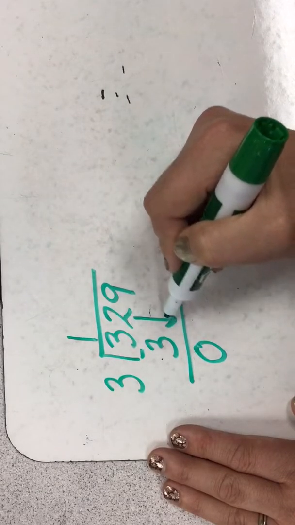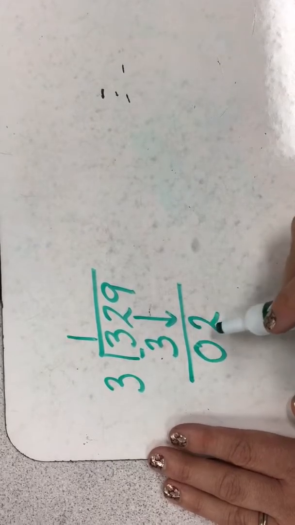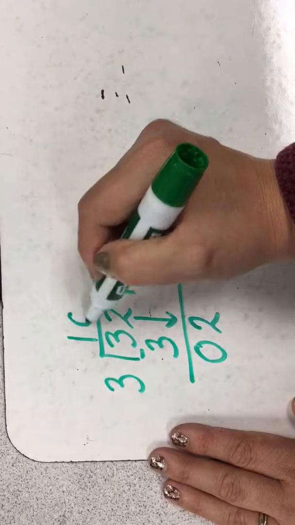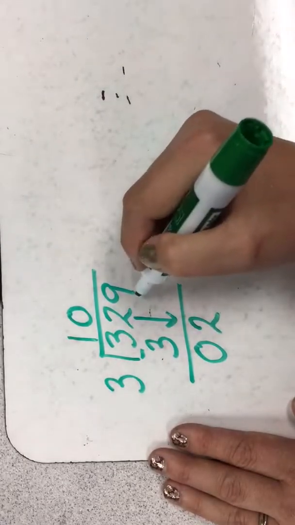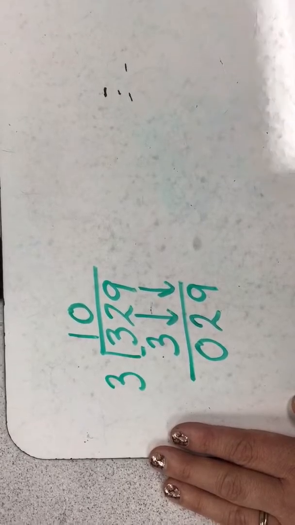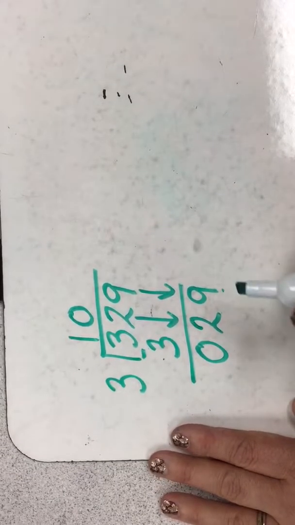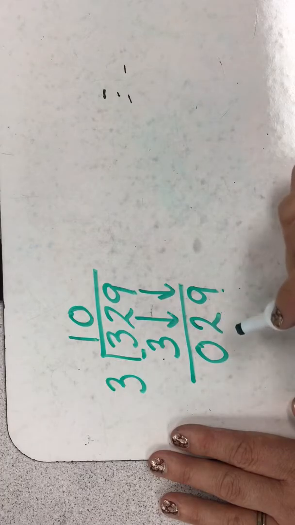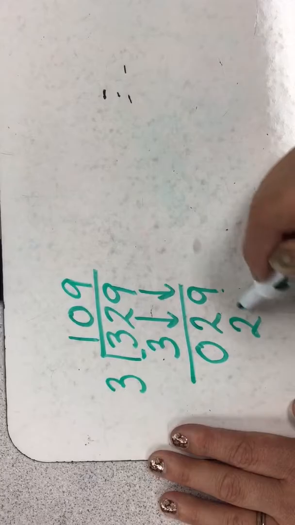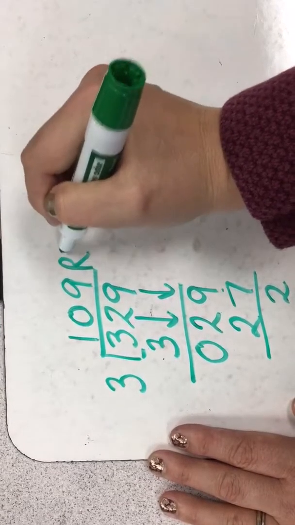We can then bring that 2 down to realize that we have those 2 tens. Now, again, we can't share those 2 tens in that 3 group, so there's 0 there. So, therefore, we're going to bring down that 9. So now we have 29 ones. What we can do is realize that 29 divided by 3 is 9. We'll use 27 of those with 2. So we have a remainder of 2.